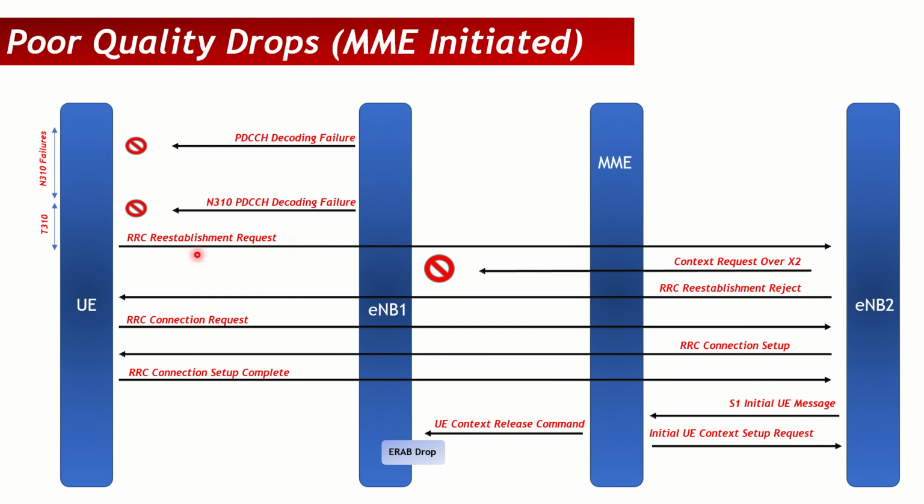Now after this, the scenario is similar. If it has triggered an RRC re-establishment request to another eNode B which cannot fetch the context over X2, then it will reject the RRC re-establishment. The UE will then try RRC connection setup on that eNode B, and then that eNode B will send S1 initial UE message, where the MME will think, okay, I already have this UE's context from eNode B1, so I need to release that before I can accept a new context from eNode B2.